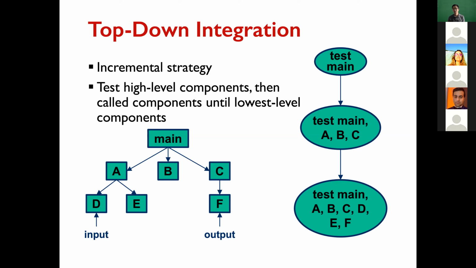When we test main, main depends on others, right? So remember, we need to use stubs or drivers. We need to use stubs to replace A and B and C, right? Then we test main and A and B and C together. Then we test main and A and B and C plus D and E and F together. So that's a top-down strategy.